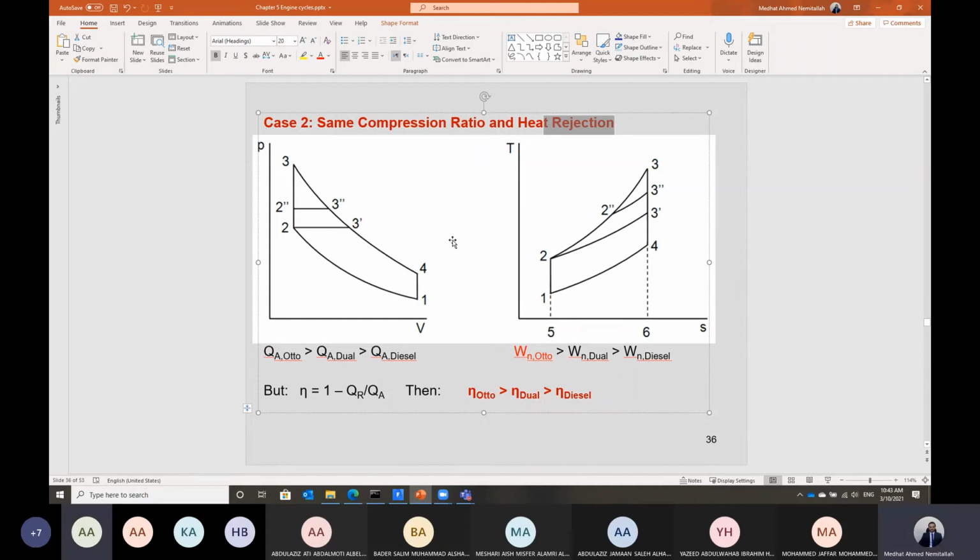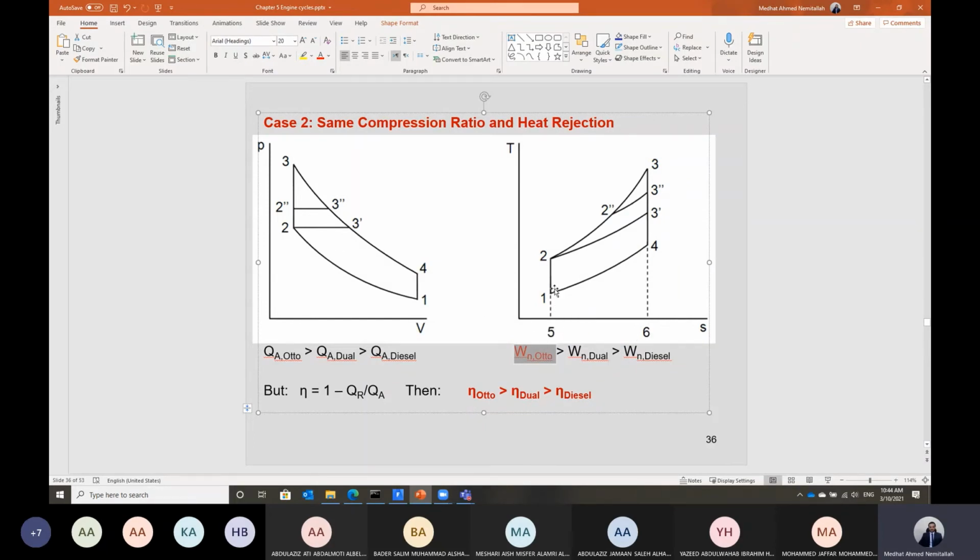It will be the Otto cycle. The Otto cycle in this case exactly has the highest area on the PV diagram, the biggest area. That means the net work of the Otto cycle will be the highest in this case. Net work is the same as net heat transfer.